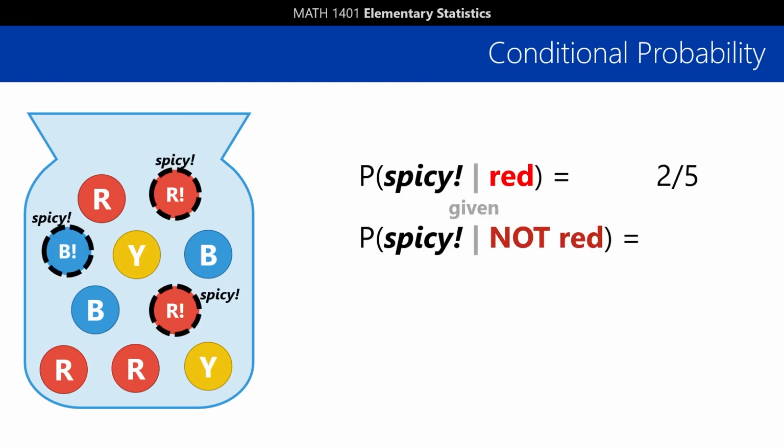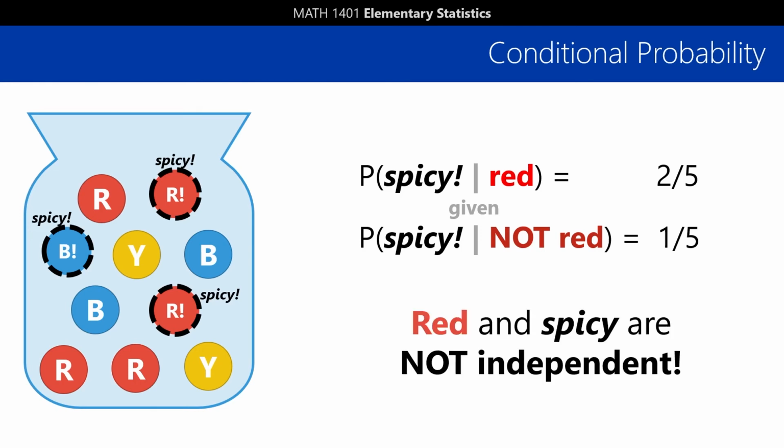Let's look at how conditional probability relates to independence. We already know that the probability of being spicy, given that the gumball is red, is 2 out of 5. What if the gumball isn't red, though? Well, if we concentrate on the blue and yellow gumballs instead, now only 1 out of 5 is spicy. So the probability of a gumball being spicy, given that it's not red, is 1/5. This is actually one way to show that being red and being spicy are not independent events.